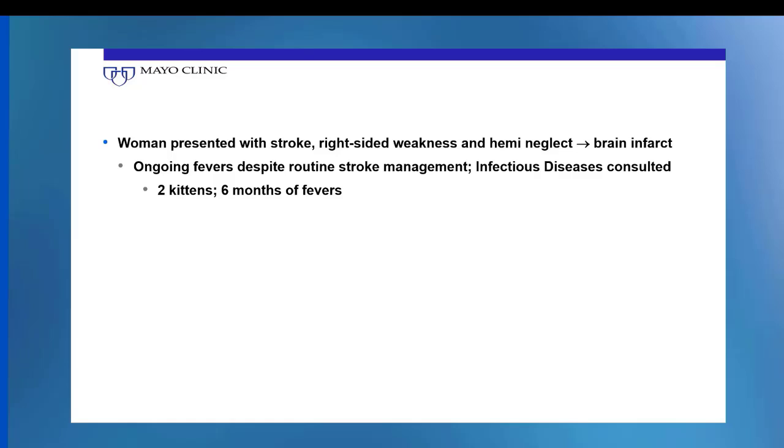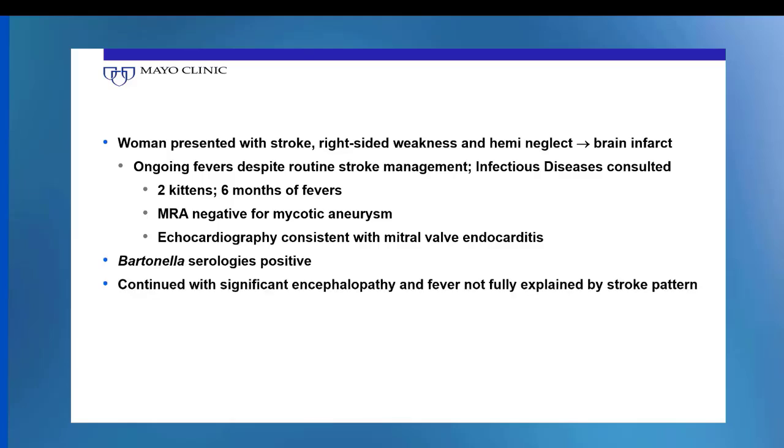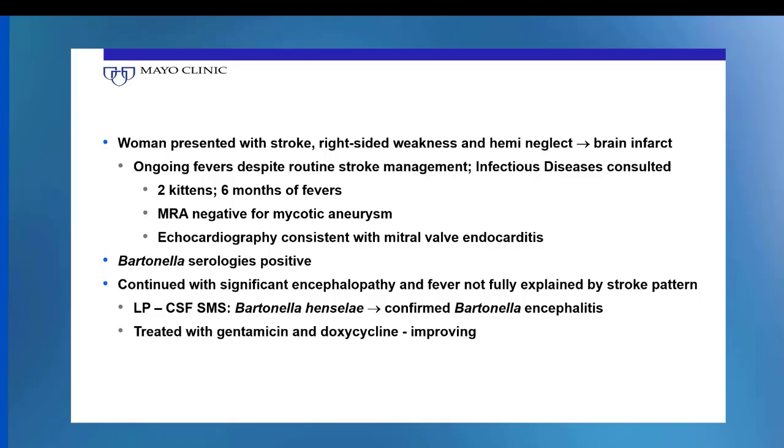And she also had 2 kittens. There was an MRA that was negative for mycotic aneurysm, but echocardiography was consistent with mitral valve endocarditis. And her serologies for Bartonella were positive. She continued with significant encephalopathy and fever that was felt by the neurology team to not be fully explained by the stroke pattern that was seen. And so they ordered metagenomic sequencing on cerebrospinal fluid, and we identified Bartonella henselae. It confirmed a diagnosis of Bartonella infection, and she was able to be appropriately treated with antibiotics and improved.